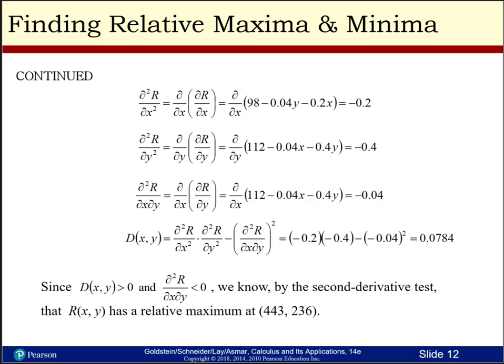Since D of x, y is greater than 0, and the second partial of R with respect to x is less than 0, we know by the second derivative test that R of x, y has a relative maximum at (443, 236).